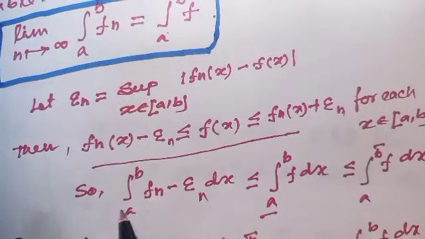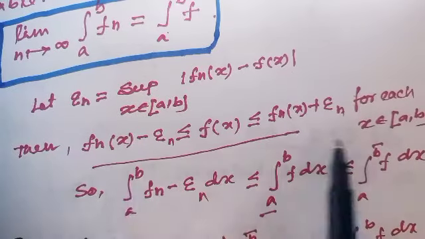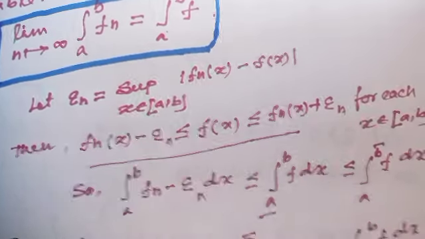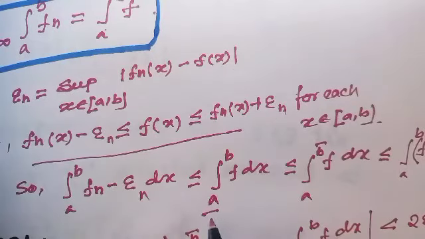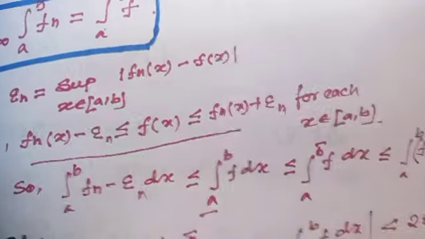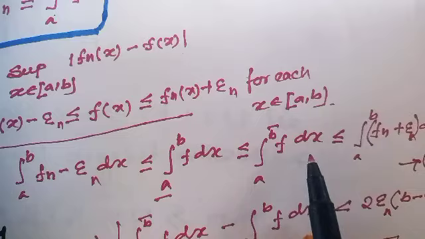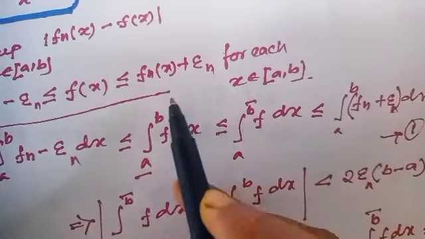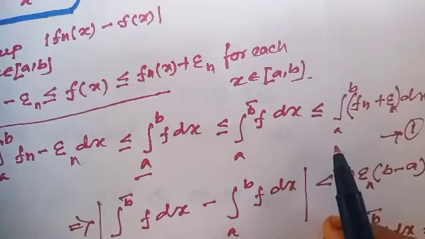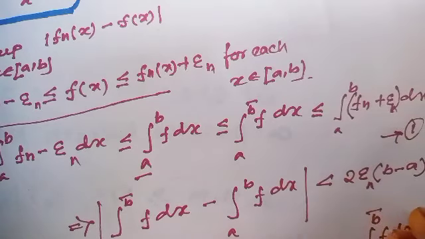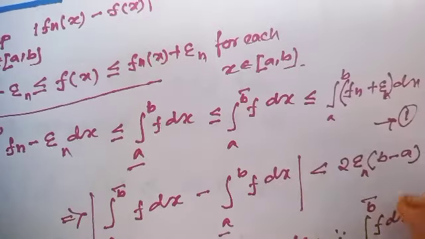Now, if we apply the integral to this relation, then the integral from a to b of (fn minus epsilon n) dx would be less than or equal to the lower integral from a to b of f(x) dx, which is also less than or equal to the upper integral from a to b of f(x) dx, and by this expression, this would be less than or equal to the integral from a to b of (fn plus epsilon n) dx. Okay? And consider this relation as 1.